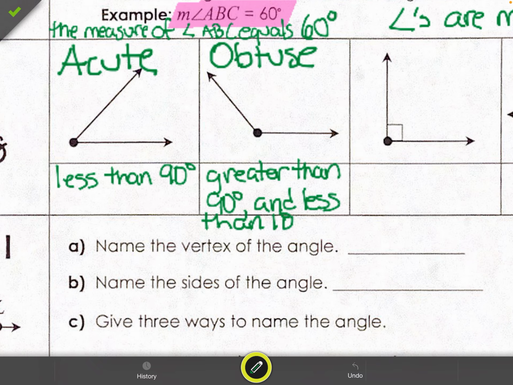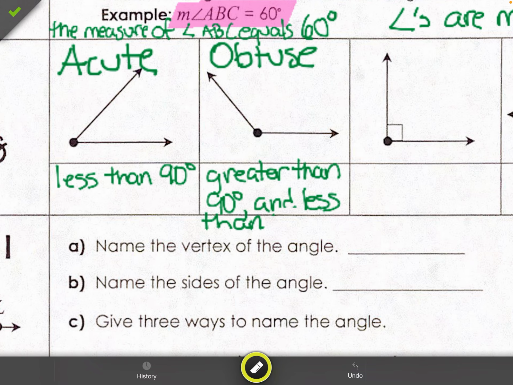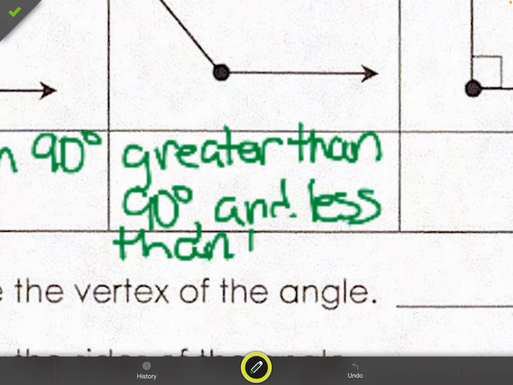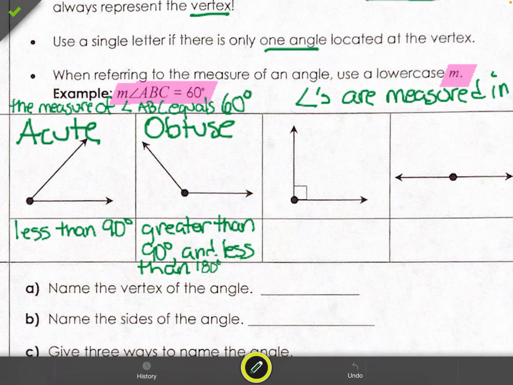And if you're like me and you write big, these little boxes are not it. And that's an 8. So let's try to make that look more like an 8. Well, let's just erase that. Try that again. All right, so it's greater than 90 degrees and less than 180 degrees. The third type of angle that we will see is a right angle. And right angles measure exactly 90 degrees.